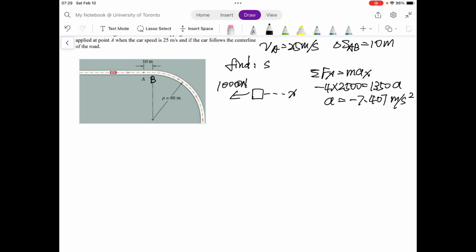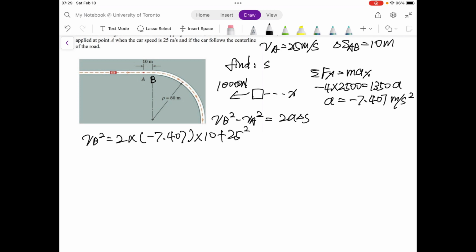Because it's rectilinear motion, we have VB square minus VA square equal to 2a delta S. So VB square is equal to 2 times negative 7.407 times 10 plus 25 square. So VB is equal to 21.84 meter per second.